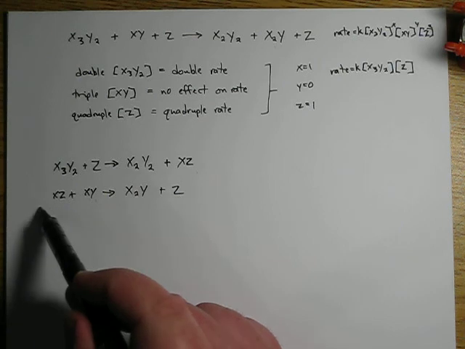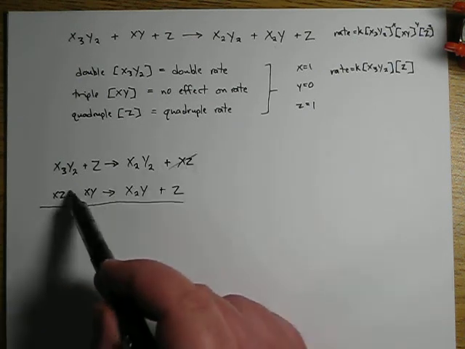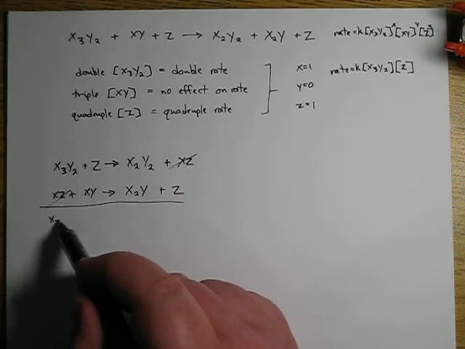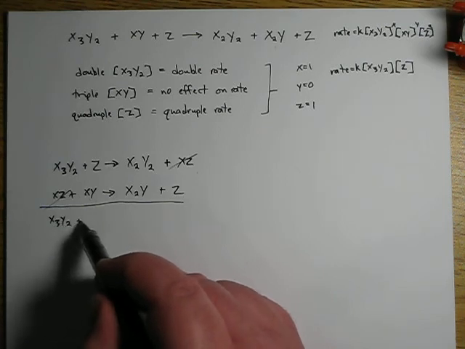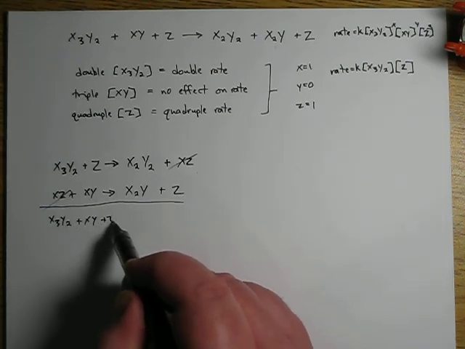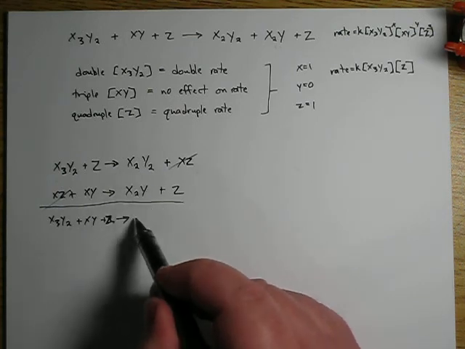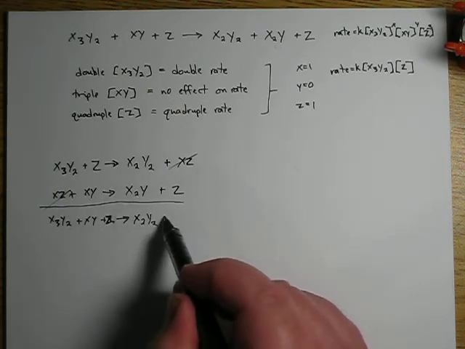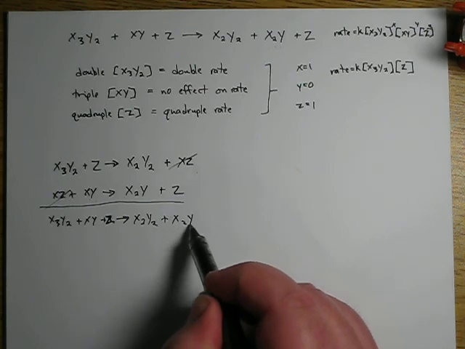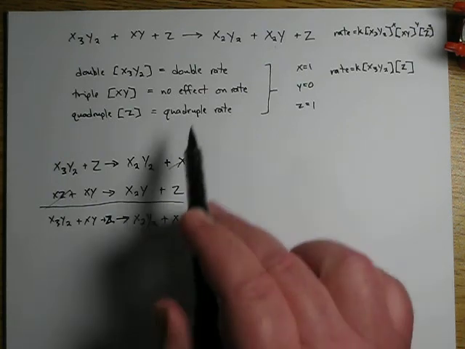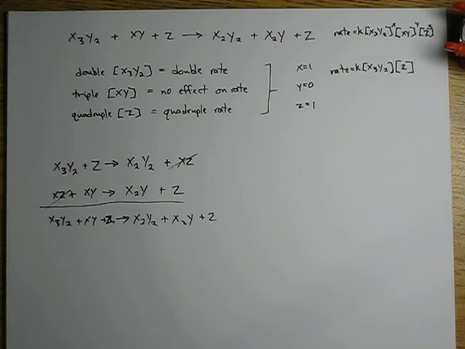Note, if I add all of these up, which just means cross out my intermediates, I get X3Y2 plus XY plus Z goes to X2Y2 plus X2Y plus Z. I get my overall reaction. A, everything is wonderful, the world makes sense.